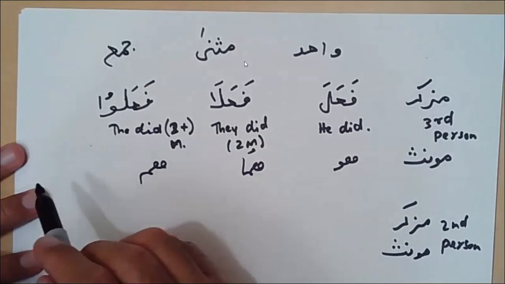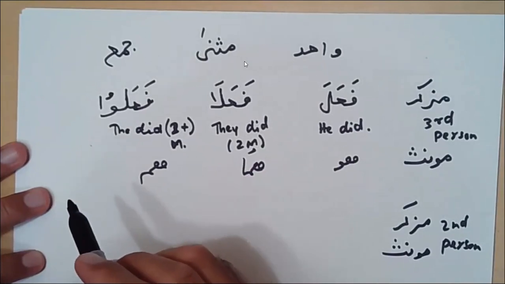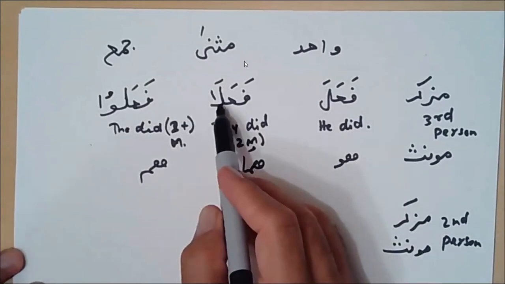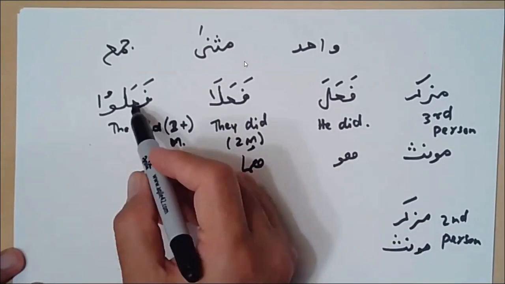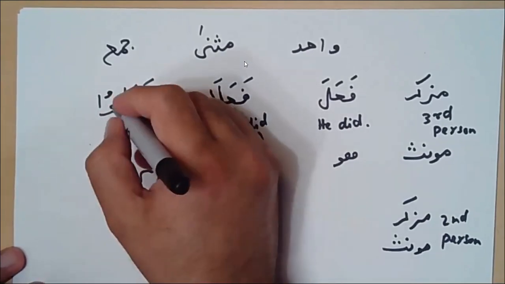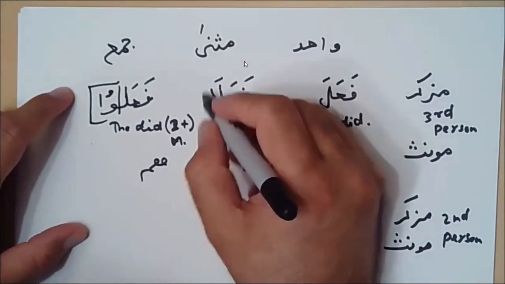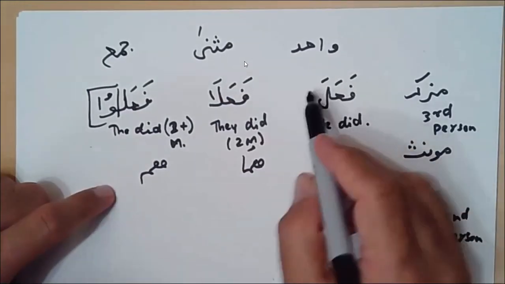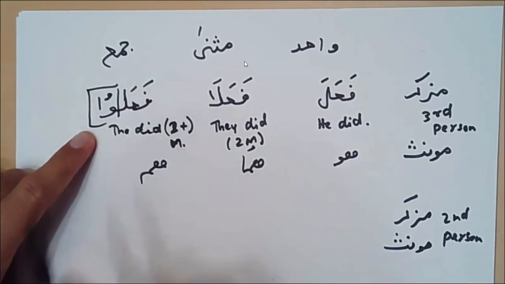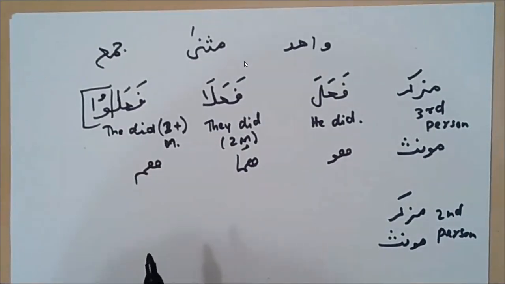Brother Abid, in fa'ala, in the middle, the ayn, do we put a fatha or dhamma? Fatha. Yes, it's fatha. The last ending is the waw alif, right? Fa'alu, and here is the extra alif. It should be a fatha everywhere.